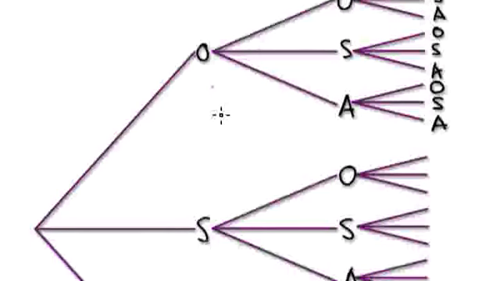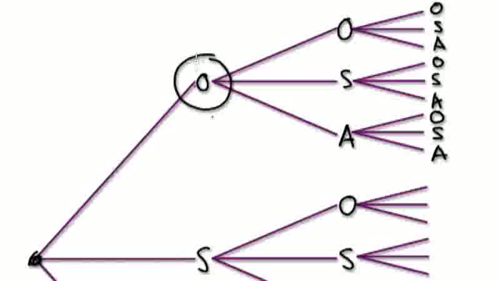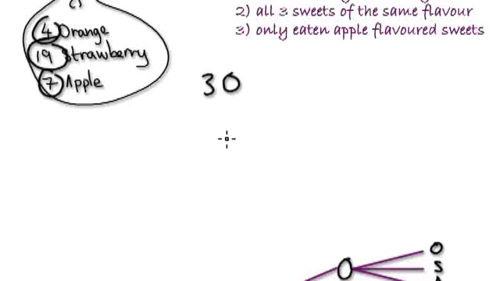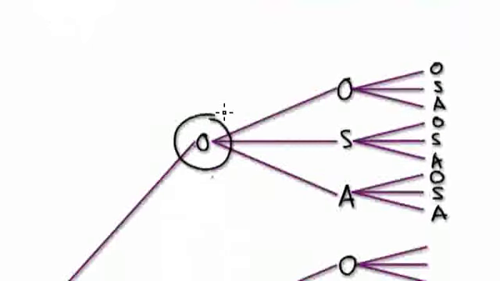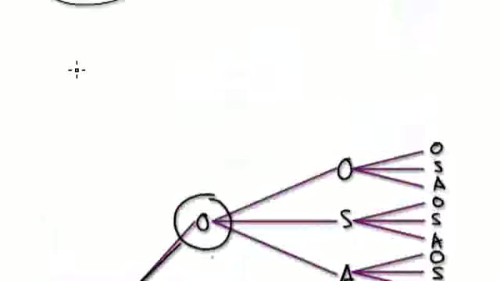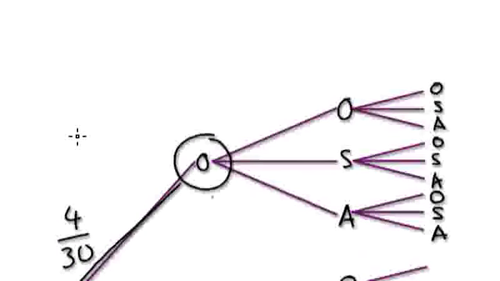You could draw a map of all the things that could happen. For example, you could pick an orange one. What's the probability of an orange? Well, it would be 4, and there are how many sweets altogether? 4 plus 19 plus 7, there are 30 sweets altogether. So you getting an orange would be 4 out of 30.